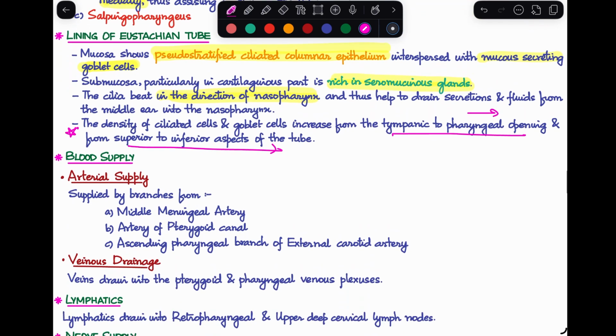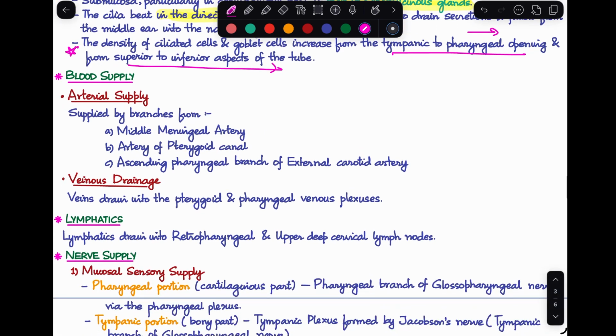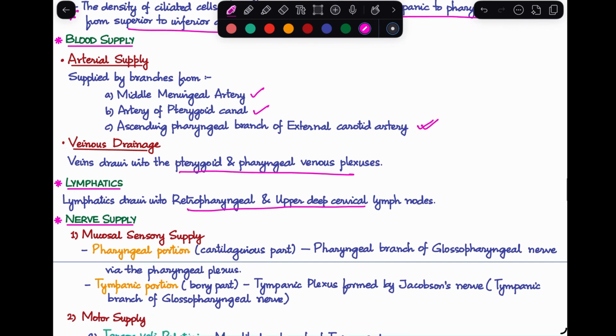Next, let's talk about blood supply of the eustachian tube. So blood supply we'll always divide into arterial supply and venous drainage. So arterial supply is by the middle meningeal artery, the artery of the pterygoid canal, and the ascending pharyngeal branch of the external carotid artery. Venous drainage: all the veins drain into the pterygoid and the pharyngeal venous plexuses, and lymphatics drain into the retropharyngeal and upper deep cervical nodes.